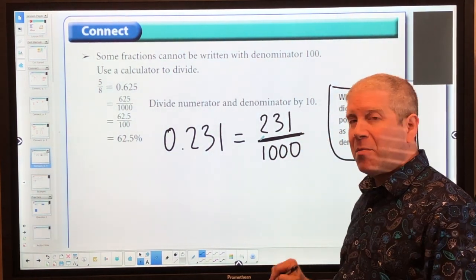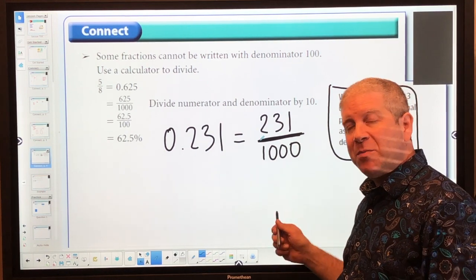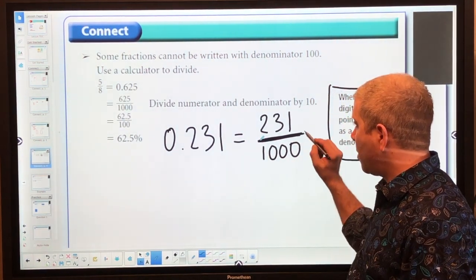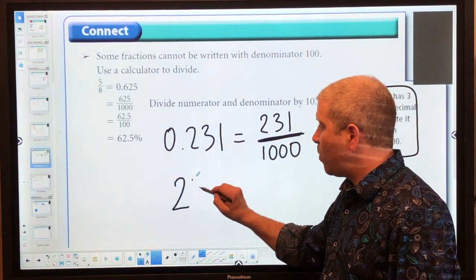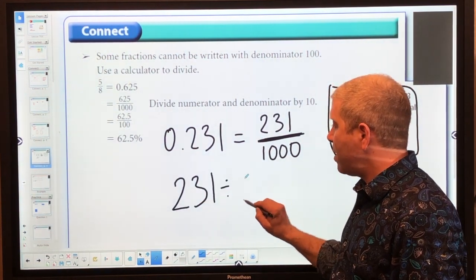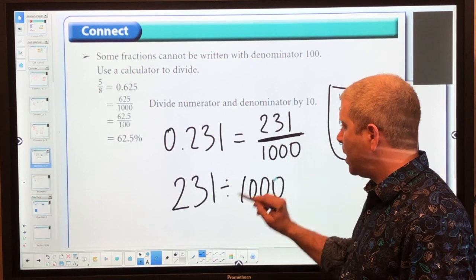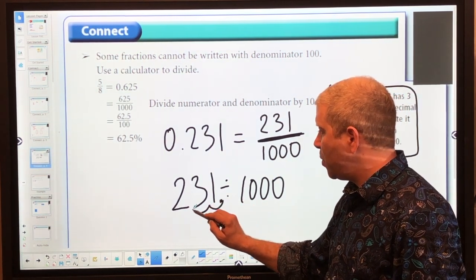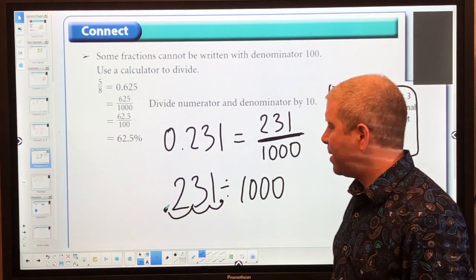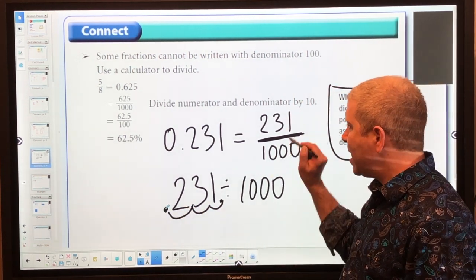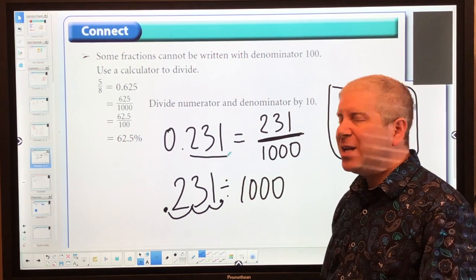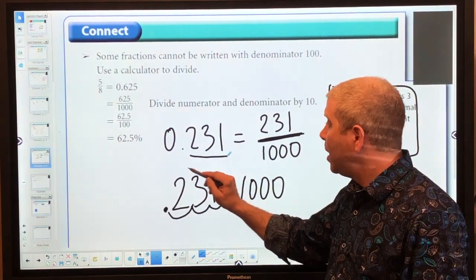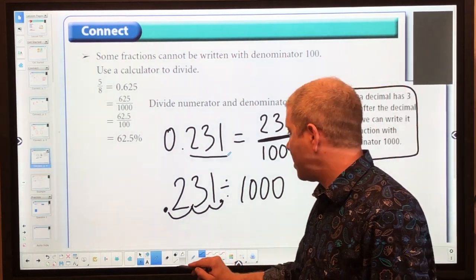Any number divided by 1,000 means you have to move the decimal over 3 spaces to the left, 1 for every 0. So if we had 231 and we divide it by 1,000, which is what this is showing, the decimal starts here, and we would move it 1, 2, and 3 spaces right there. So this shows you that anytime you have 3 digits to the right of the decimal, you can simply put that number over 1,000.